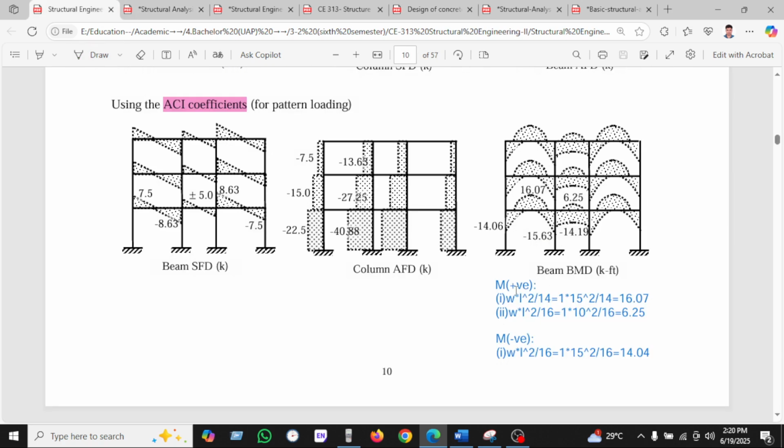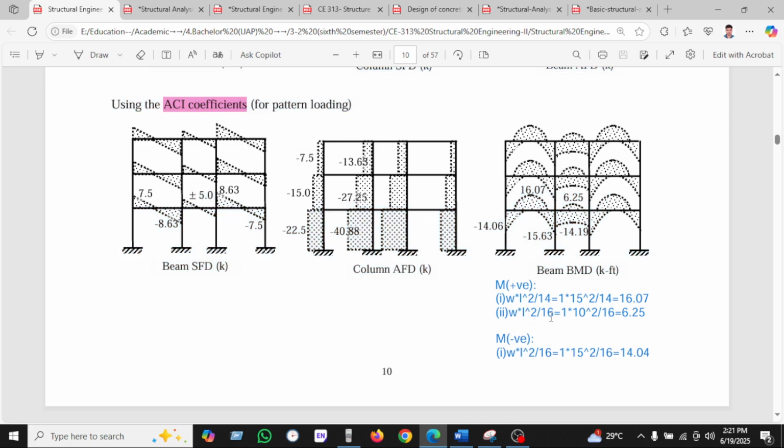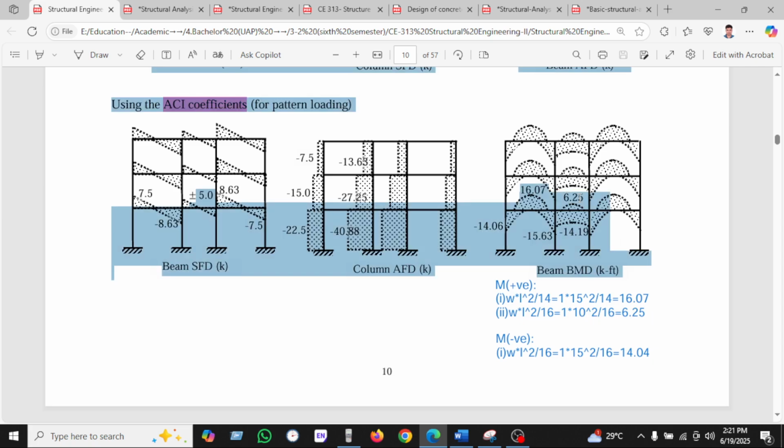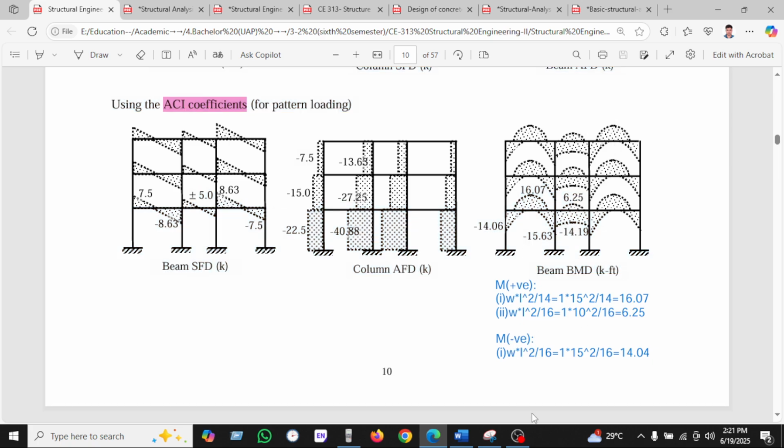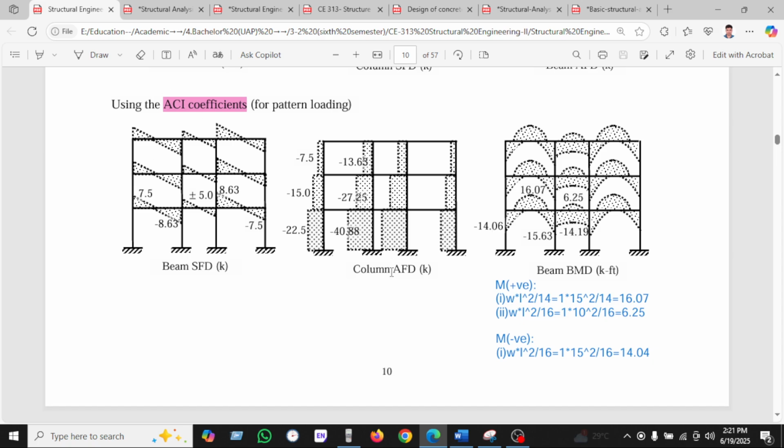You can see here the positive moment. First of all we complete here: WL square divided by 14, L is 15, so W times 15 square divided by 14, and we found 16.07. For the length of 10 feet, the interior, WL square by 16, so WL 10 square divided by 16, and we found 6.25. For the negative moment, WL square by 16 and L is 50 square, and we found 14.04.